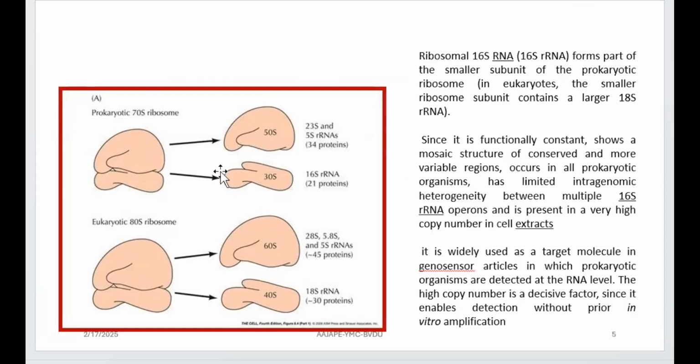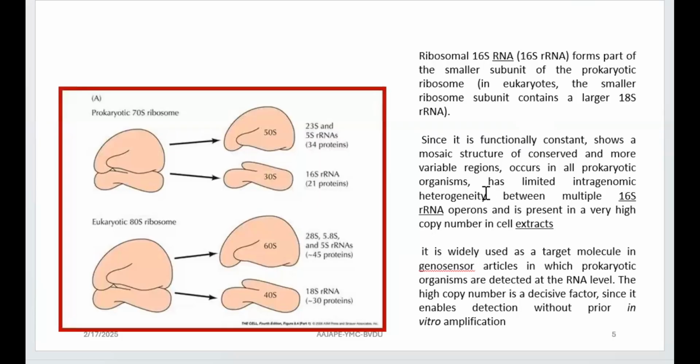But if you see the lower subunit, then for prokaryotes you have 16S rRNA, and in 40S, that is the lower subunit of ribosome, in eukaryotes you have 18S rRNA, right? So when we talk about the smaller part of the ribosome, in prokaryotes we have 16S, and in eukaryotes you have the comparable one, that is 18S. Now functionally they are constant.